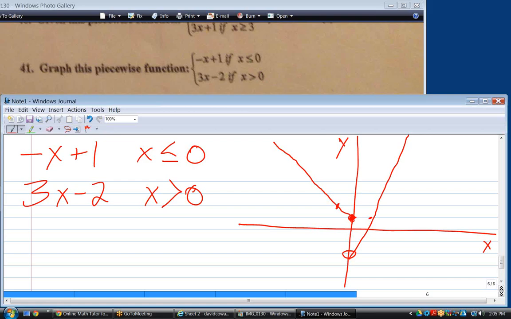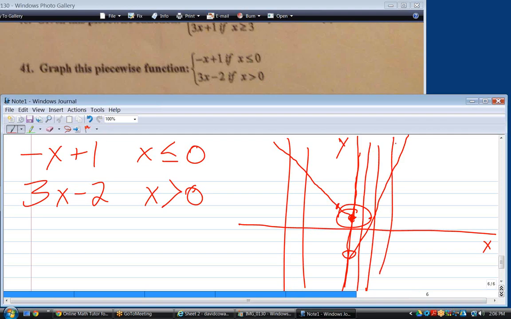Notice that this is still a function. It passes the vertical line test. I can pass a vertical line test through any point of this function and I only get one value. Even if I pass a vertical line through this point right here, I only get one value, it's that one, because that's the closed dot. Then if I go over and pass vertical lines through the rest of it, I still only get one value for y. That means it's a function.